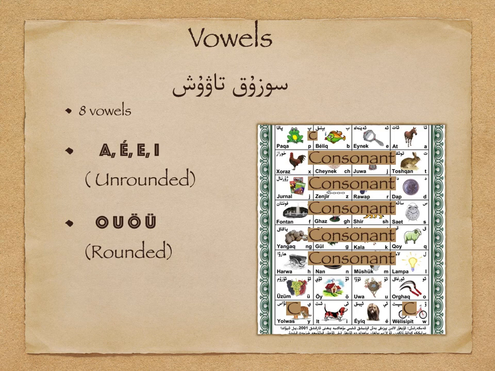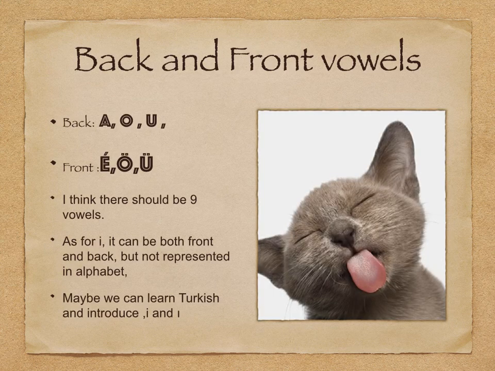Then there is another way of differentiating vowels. We have 8 vowels and we divide them into two categories. The first is rounded and unrounded, and the second is back and front vowels. What does back and front vowel mean? I think it's about your tongue location when you say those vowels. When you say A, U, your tongue is at the back. And when you say E, U, your tongue is touching your front lower teeth. You can try to say it: A, U, E, U. So we differentiate vowels like this as well, back and front vowels.